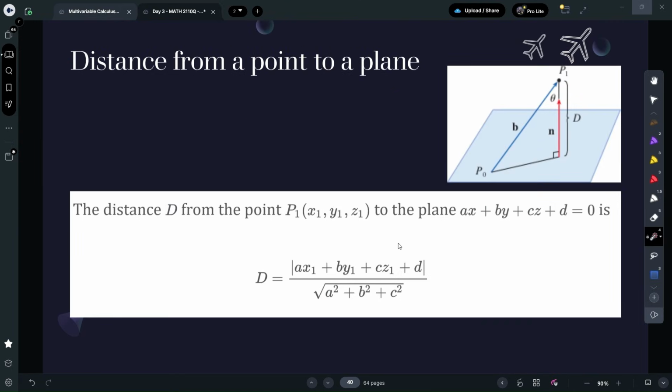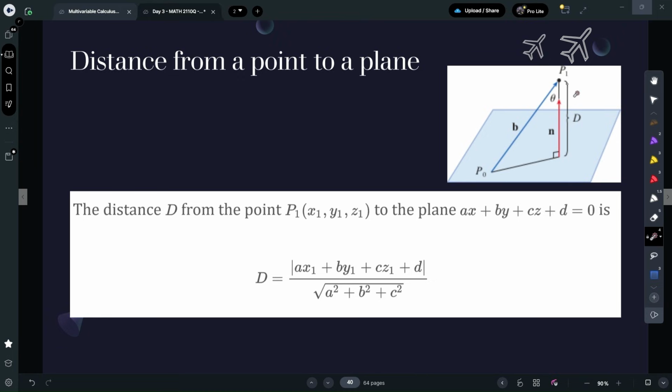Finally, the last topic in this video is finding distances from a point to a plane. So how do we do that? If we start from a plane, we know the equation for the plane. So we know a normal vector, and I have a point that is not on the plane. Now, what we can do is go perpendicularly from this point P1 to the plane and measure the distance from the point to the plane.